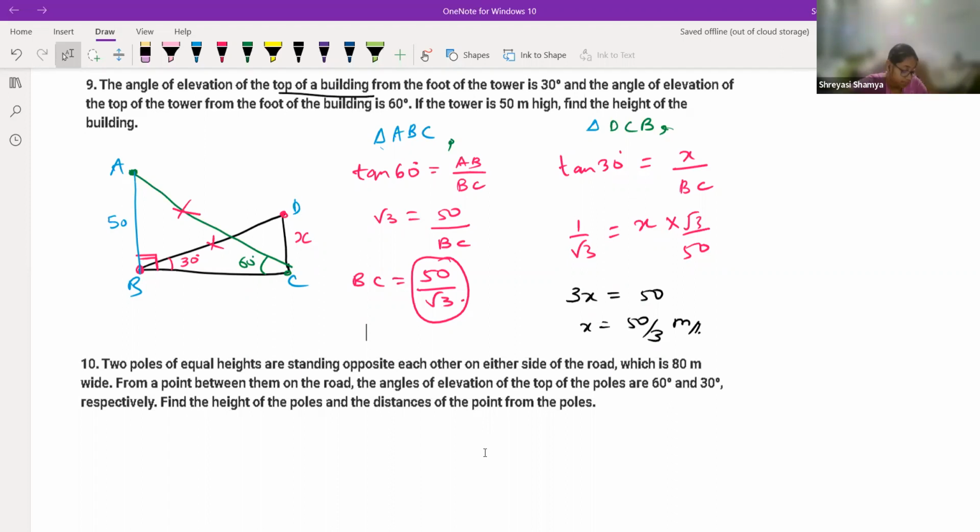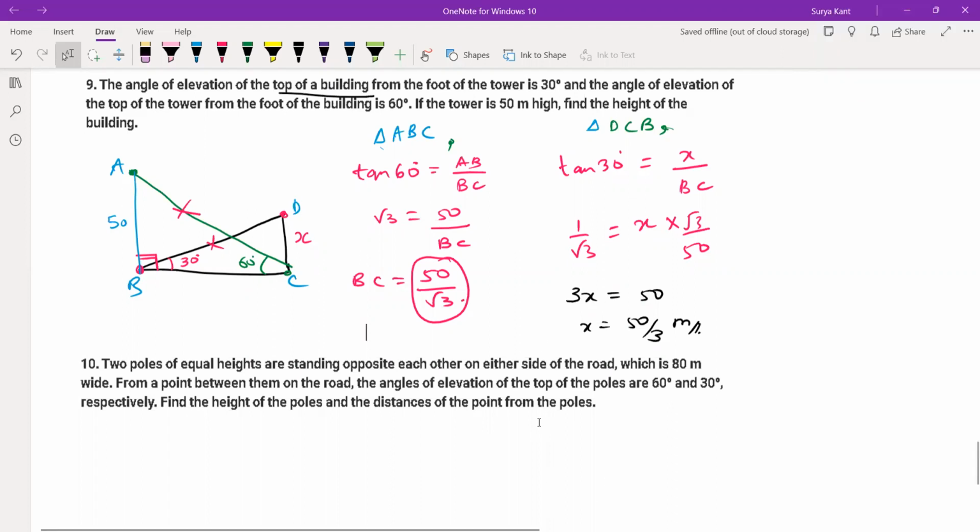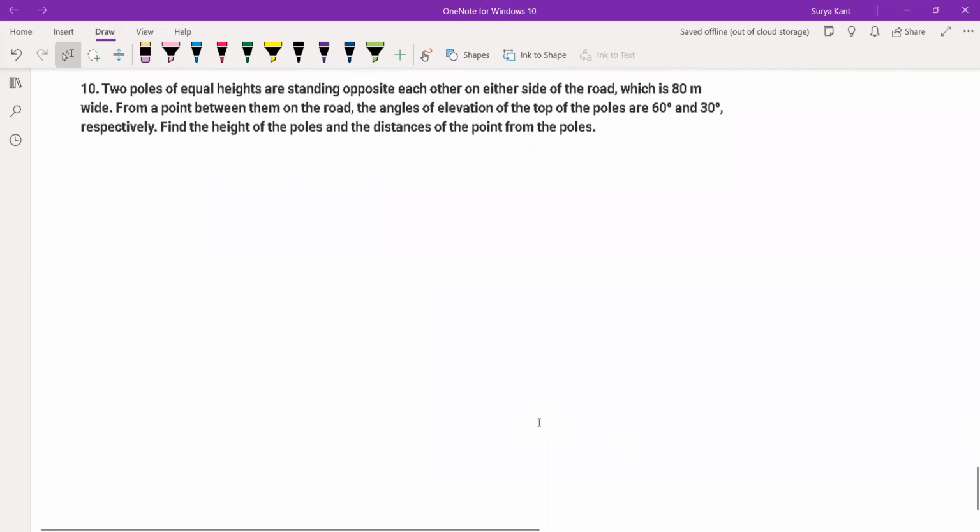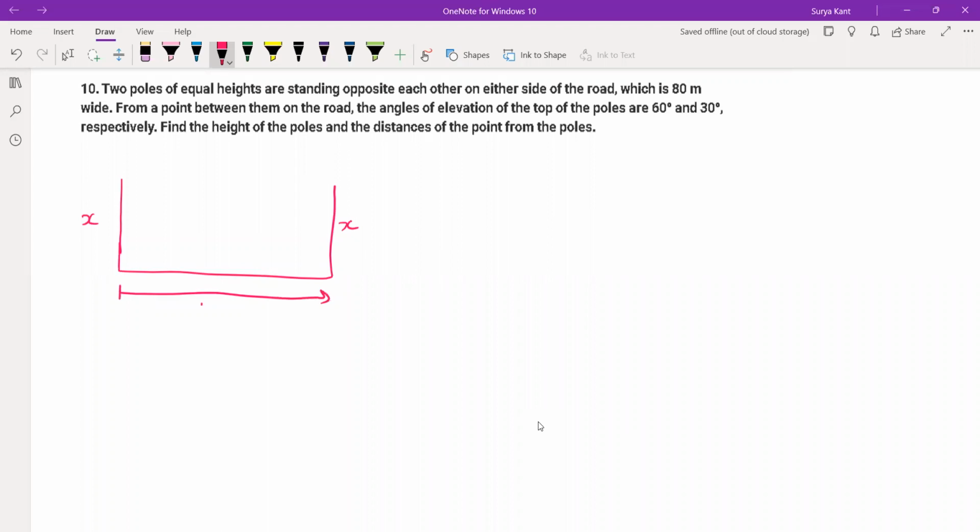Yes, sir, done, sir. So question number 10 is: two poles of equal height. First you make the equal height poles over here. These two poles are of equal size. If this is x, this is also x only. Standing opposite to each other on either side of the road. This is the road over here, from here to here, this complete part is the road, which is 80 meters. I'll write here, 80 meters.